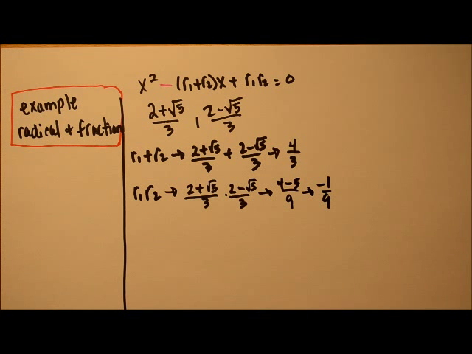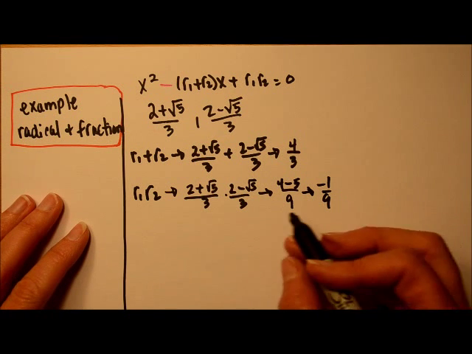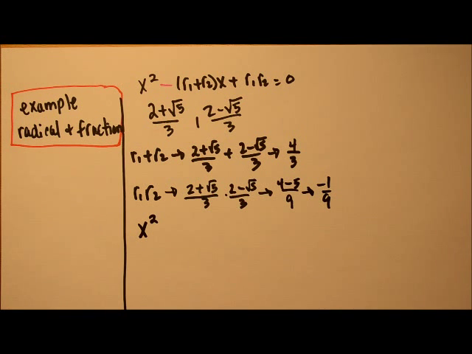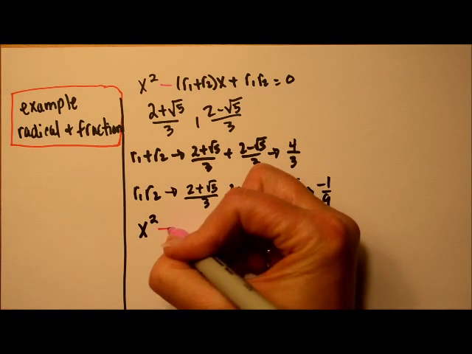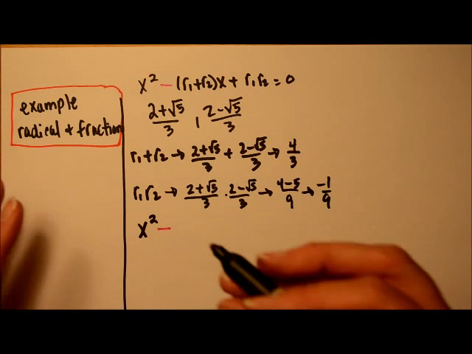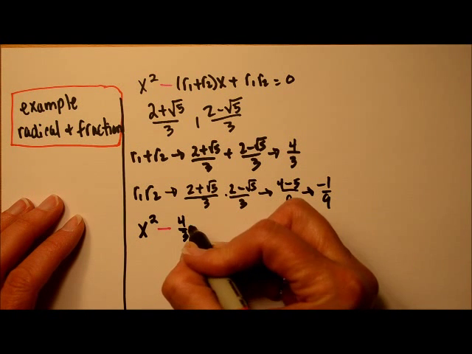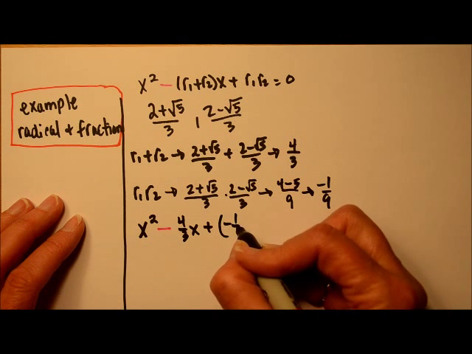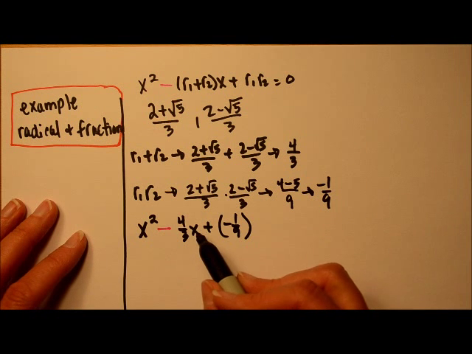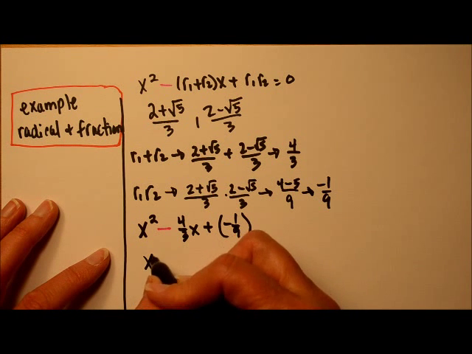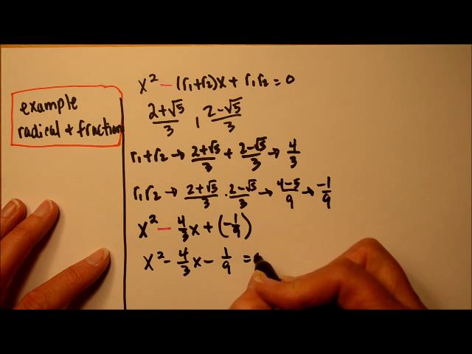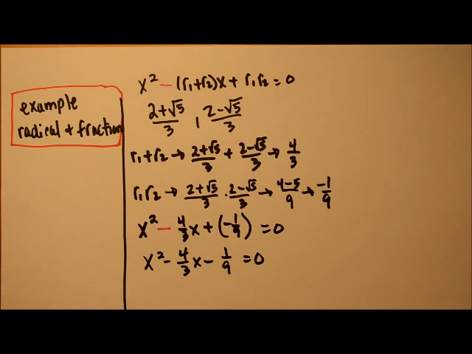So kind of ugly because I have a bunch of fractions, but it's okay. You're going to end up with fractions, and we're going to get rid of them. So I'm going to go ahead and put these in. So I have x squared minus 4/3, and then I have plus a negative. I'm just going to write it this way. Okay, and then I need to fix up these signs. So I have x squared minus 4/3 x minus 1/9 equals 0. Got the equals 0 there.